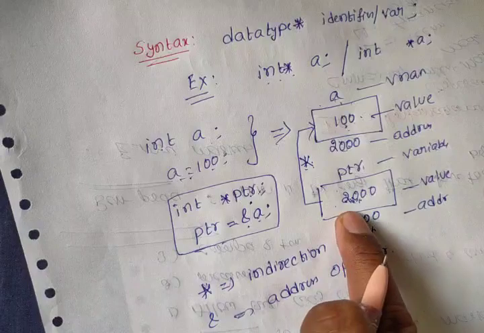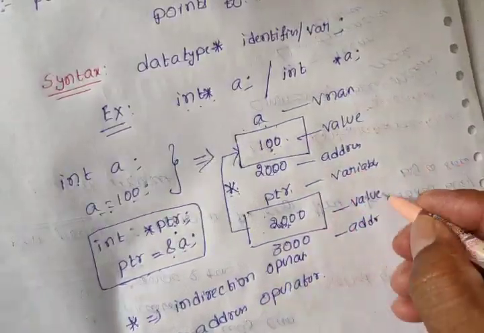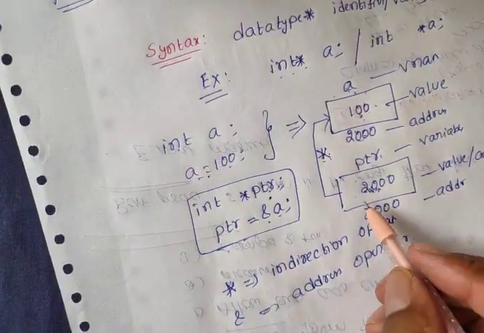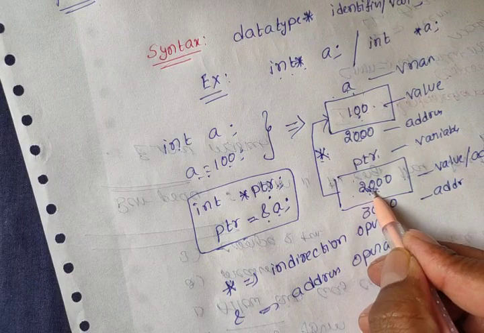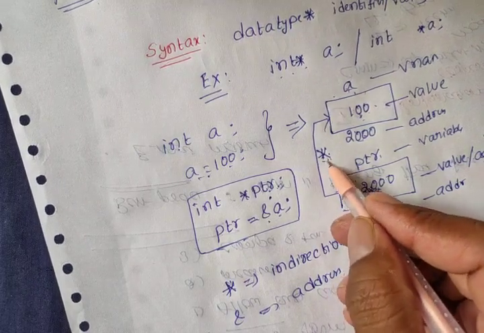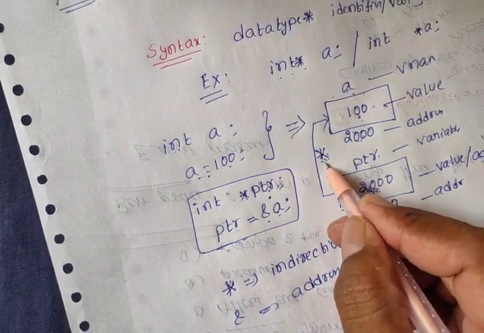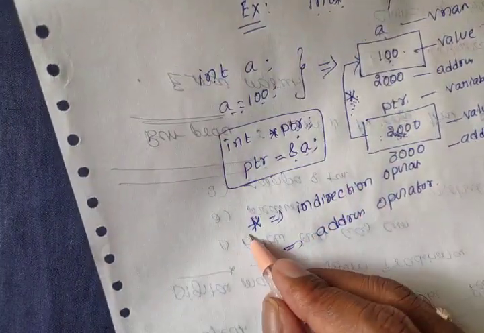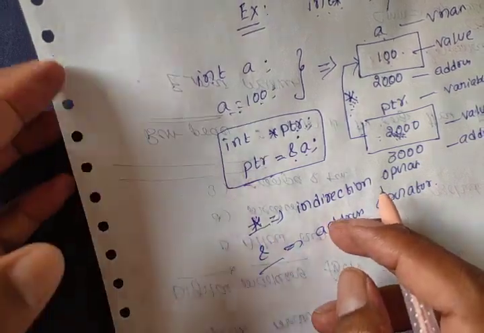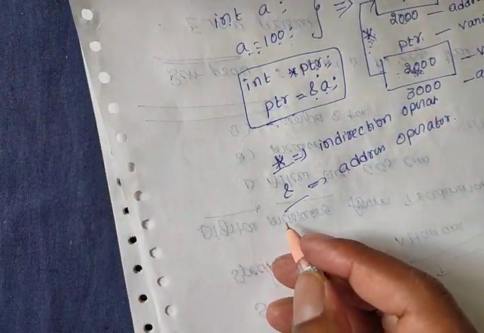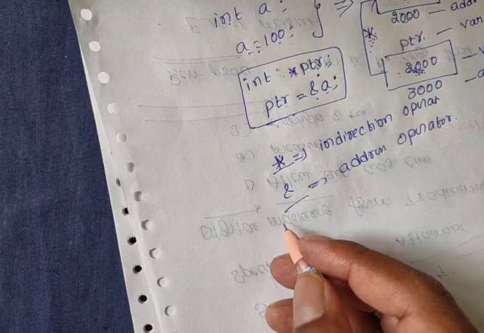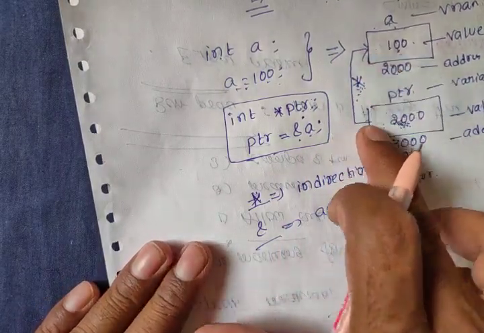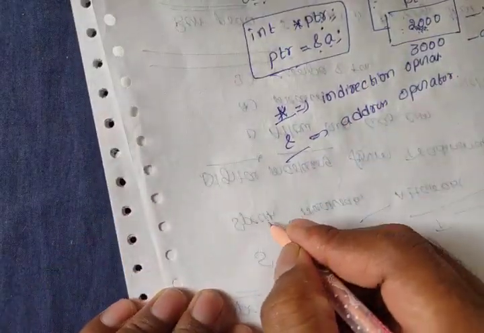So here ptr holds 2000, which is a pointer value; it simply contains an address. If you want to access the value at this location, we use the indirection operator. So finally, in pointers we can use two types of operators: the star and the ampersand operator. Simply put, a pointer contains the address of another variable.